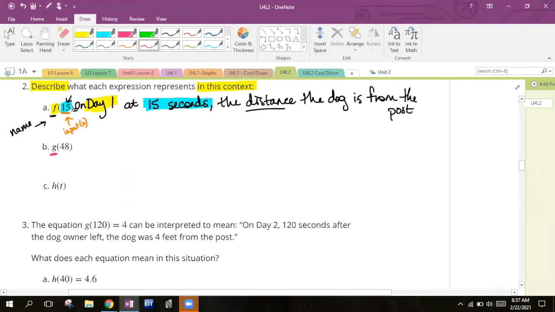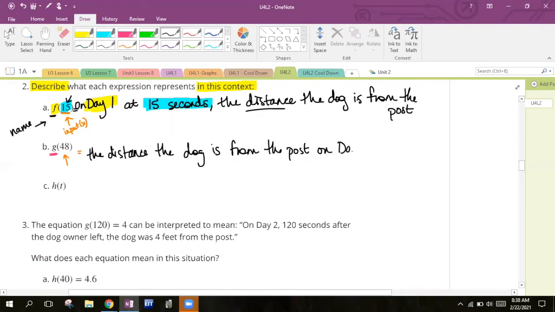Okay, what day are we looking at? Day 2. How many seconds after the owner left? 48. Okay, so this is going to tell me the distance the dog is from the post on day 2 after 48 seconds.